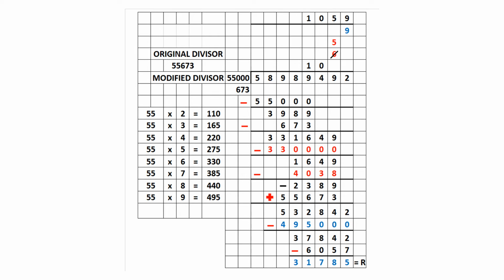And we get the remainder of 31,785. We go up to the top. Our quotient is 9. The 6 was replaced with a 5. We have a 0 and a 1. So 1,059 with a remainder of 31,785.